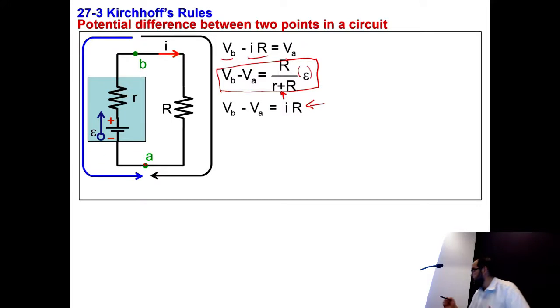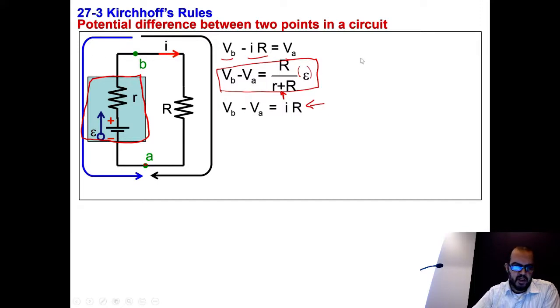Remember, this is a battery, and these are the terminals of the battery. This is the internal resistance of the battery. Now I can do the same thing. Instead of going through this direction, I can go in the other direction, the blue one. Okay, so let's write the equation for the blue one.